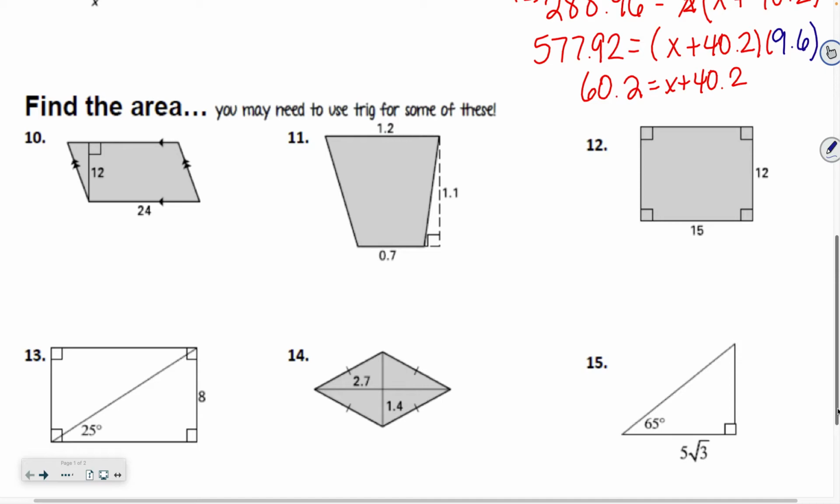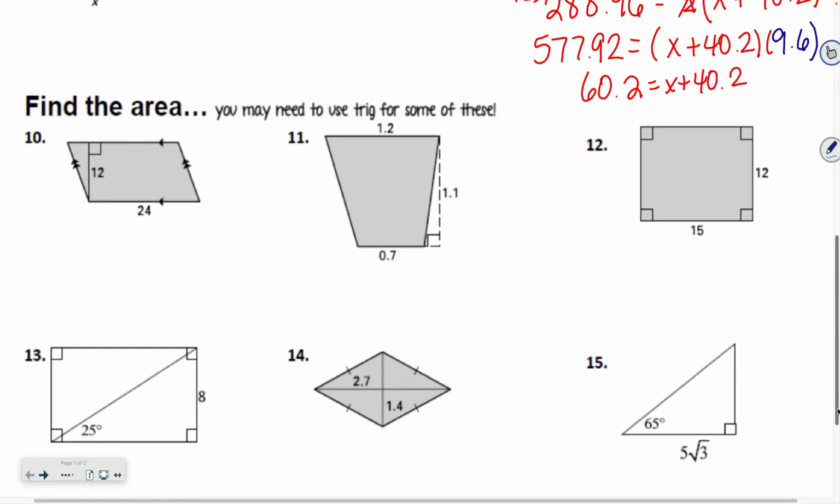All right, at this point, I feel like everybody in this room can do 10 and 12. What kind of shape is 10? Now do y'all see why people come up to my desk and say, I don't know what formula to use because I don't know what the shape is? What shape is number 10? A parallelogram. It kind of looks like a trapezoid. It really doesn't.